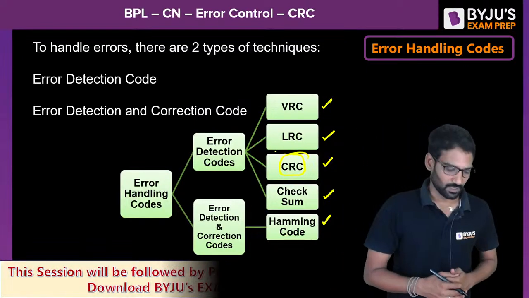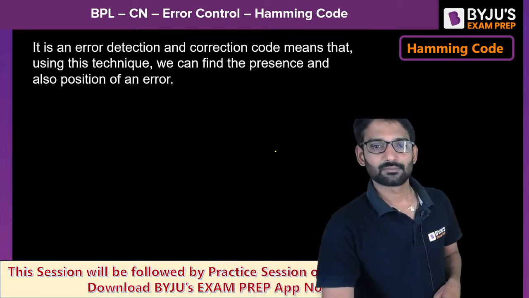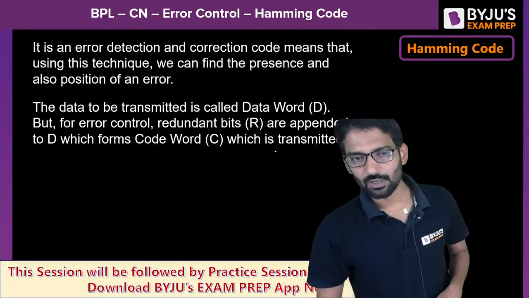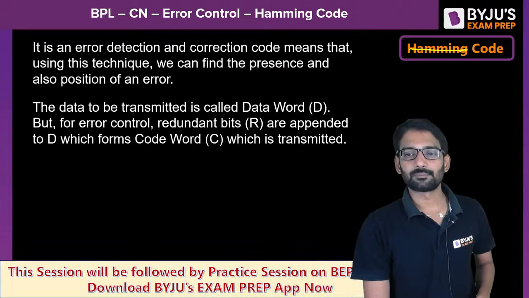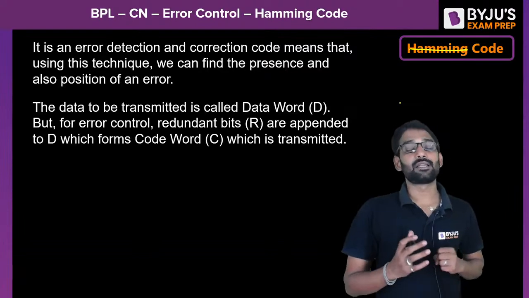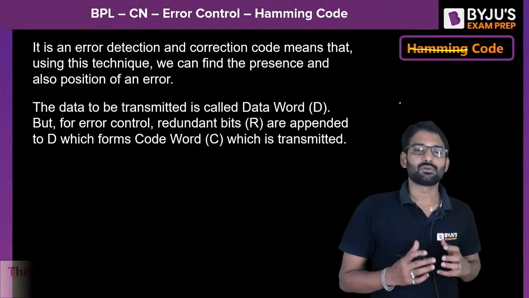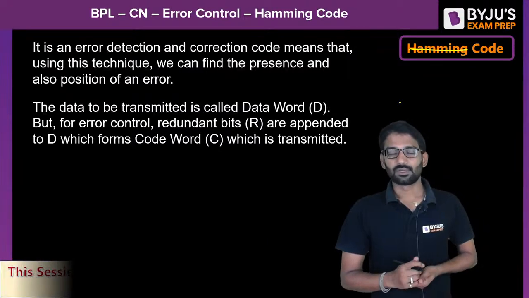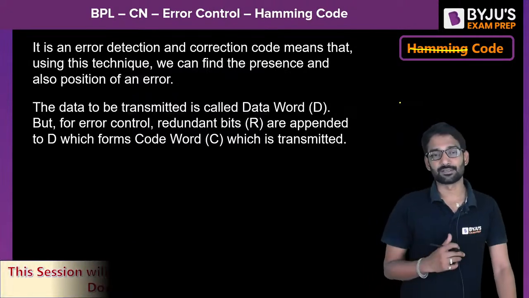Okay. Now, what is CRC? Before we learn what is the CRC, guys, CRC is a detection code. While correction code find the presence and position, CRC is not a correction code, it is only detection code, isn't it? So in the detection code, we can get only the presence.